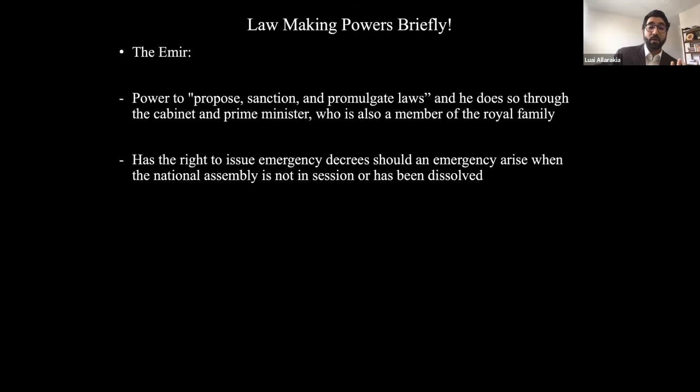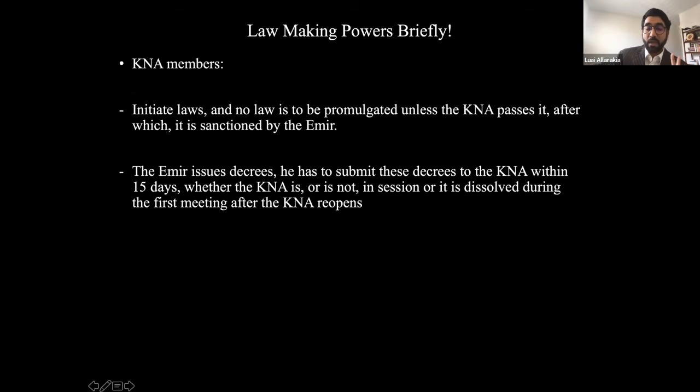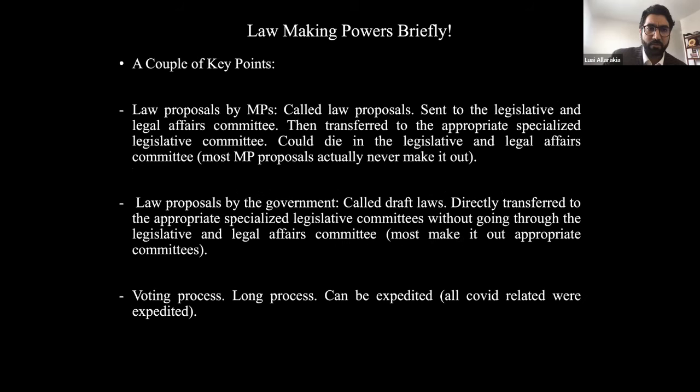I should say though, any decree that is passed by the emir, once the KNA is back in session, has to go through a vote by the KNA. If it doesn't pass, it actually does not go through. It doesn't become a law. It only operates when the KNA is not in session. Now, the KNA can actually initiate laws, and no laws can be promulgated unless the KNA passes it, after which it's sanctioned by the emir. Now, I just talked about the decrees, so no reason to repeat that again.